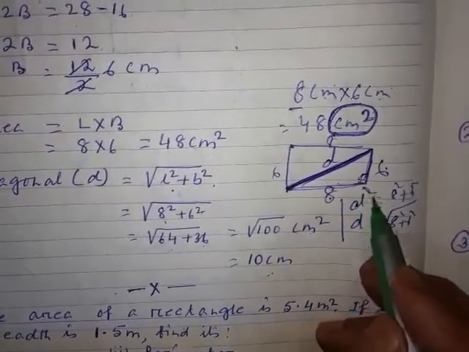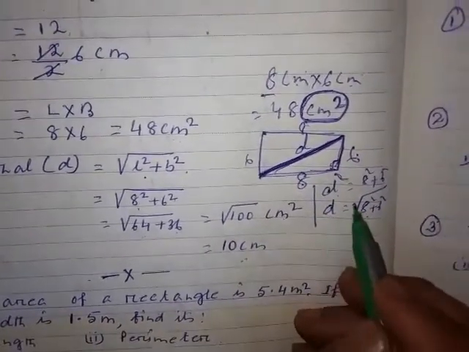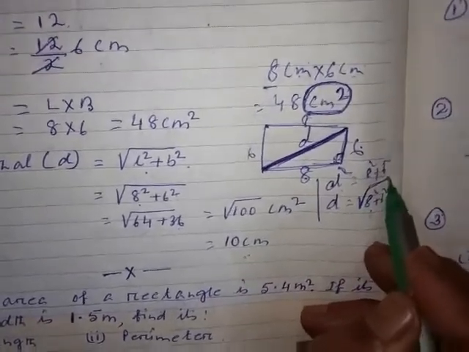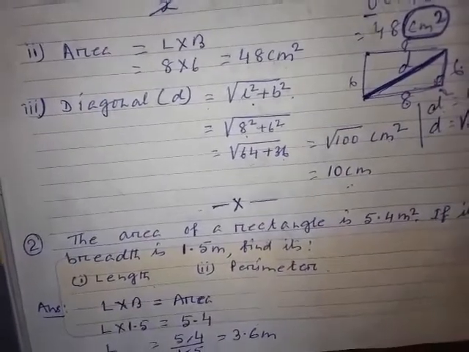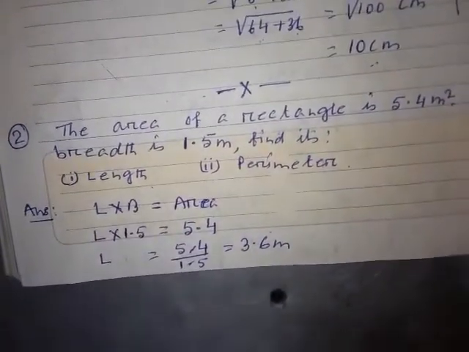So anything that is in square, if you want to find its value in 1, what are you supposed to do? You are supposed to put the square root sign. That is what I have done here, D equal to root over and then the calculation. I hope it is clear to you. Now I am going to solve one more problem.